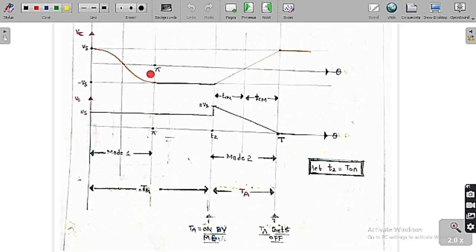If you want to draw the capacitor voltage from 0 to pi, which is Vs cos omega naught t, you get it in this format. From 0 to pi we get Vc in this format, whereas the load voltage is equal to Vs from 0 to pi. So 0 to pi is called the mode 1 operation.